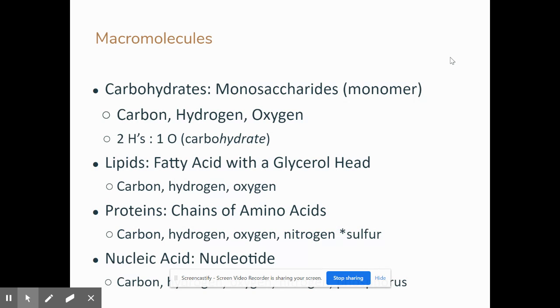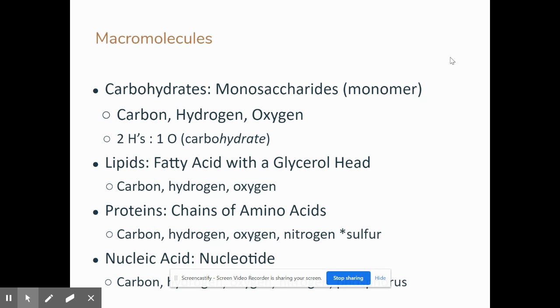4 types of macromolecules are carbohydrates, lipids, proteins, nucleic acids. Carbohydrates, those are things like sugars and starches. The monomer is monosaccharides, and it contains the elements C, H, and O, so we say CHO to remember that. And it's called a carbohydrate because it has 2 hydrogens for every oxygen.